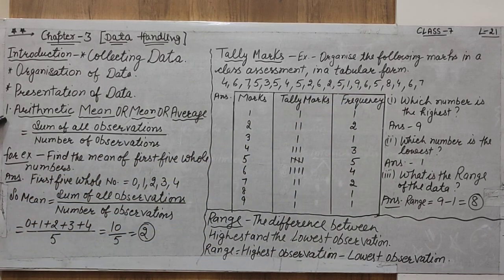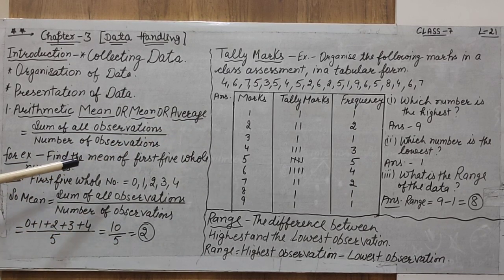The first topic is the arithmetic mean, or we can say mean, or sometimes we use average. The formula is sum of all the observations divided by the number of observations. This formula is used everywhere where we have to find the arithmetic mean, or the mean, or the average.